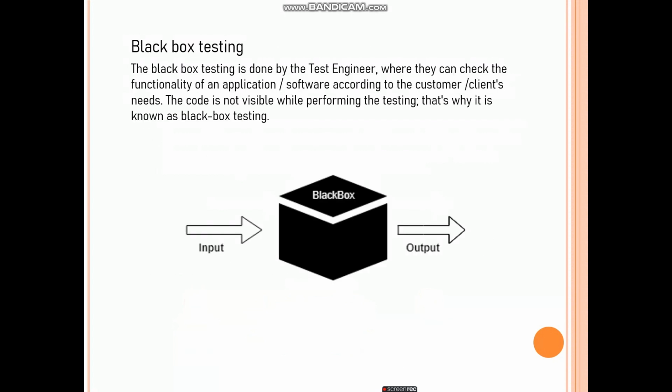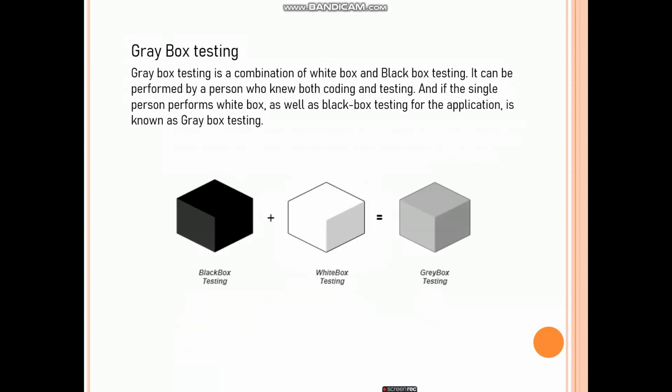Next one, black box testing. As the name suggests here, black box is totally what? We can't see the code here. So black box testing is done by the test engineer. Here the test engineer is not able to see the code. The code is not visible while performing the testing here. So it is called black box testing. The test engineer only gives the input and just checks whether the output is correct or not. So it is called black box testing.